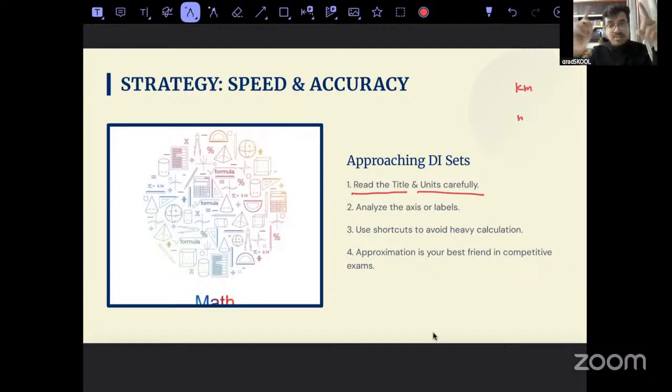So you have to keep these things in mind, because 1 kilometer is 1000 meters. All the answers will change if you change the units and everything.